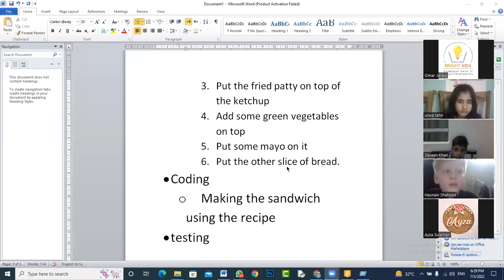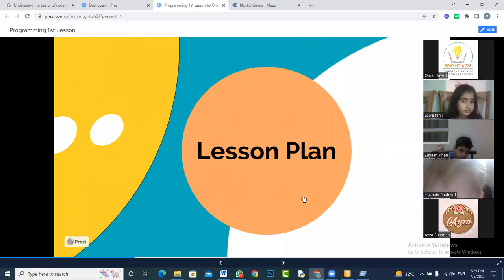You can only test it once you have completed it, and that testing would help you to understand in a better way how you can make your program, or how you can make your game sound better, look better, behave in a better way. So all these things can be done when you are doing testing. So that is it from today's lesson. Is there anything that you guys want to ask?